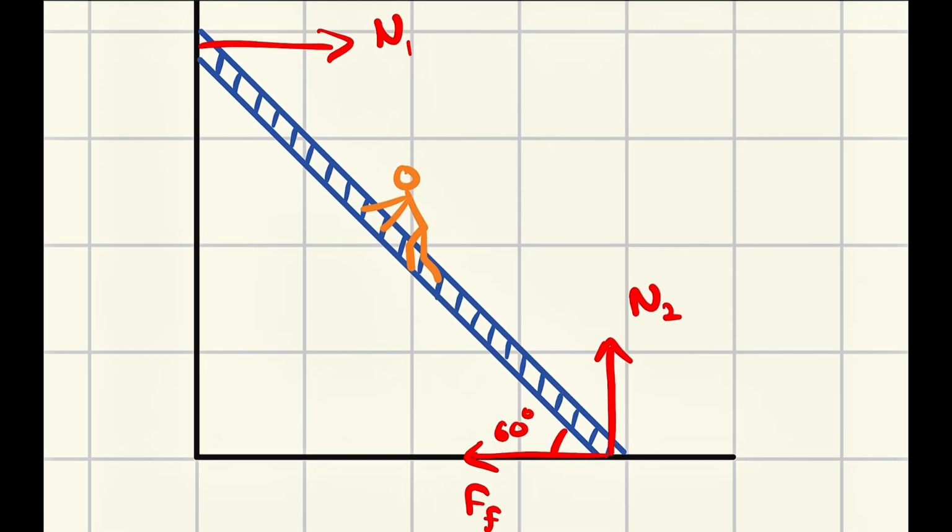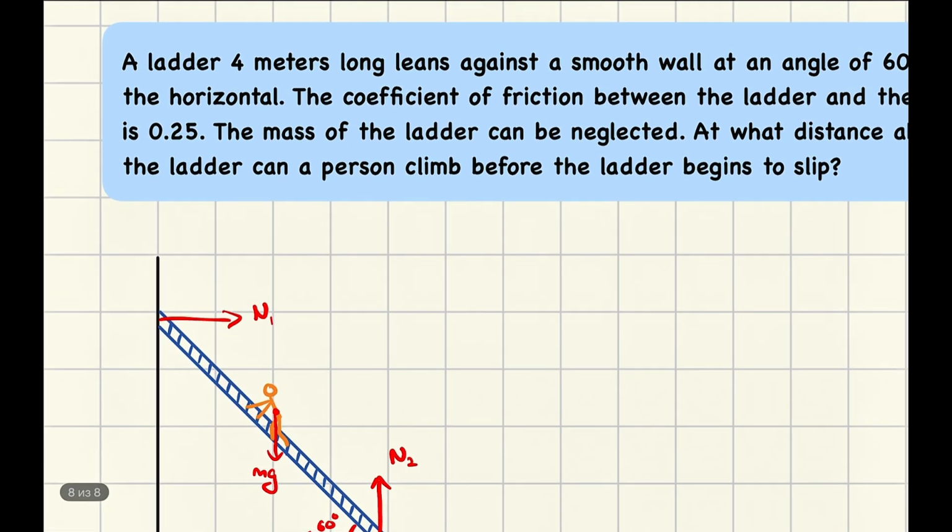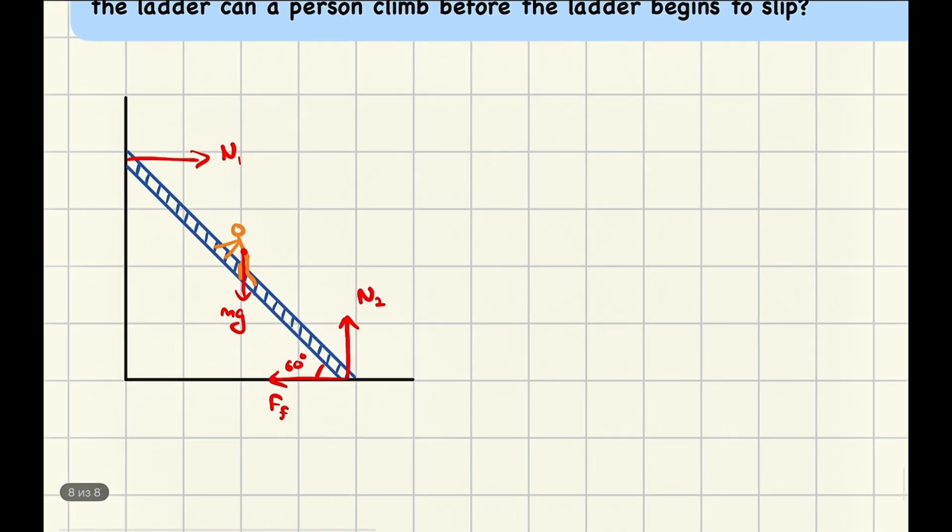And we can also say that this human being has a mass, right? This is mg. It is the mass of a human being. It's not the mass of the ladder because it was clearly said the mass of the ladder can be neglected. Okay, and we need to take this into account.